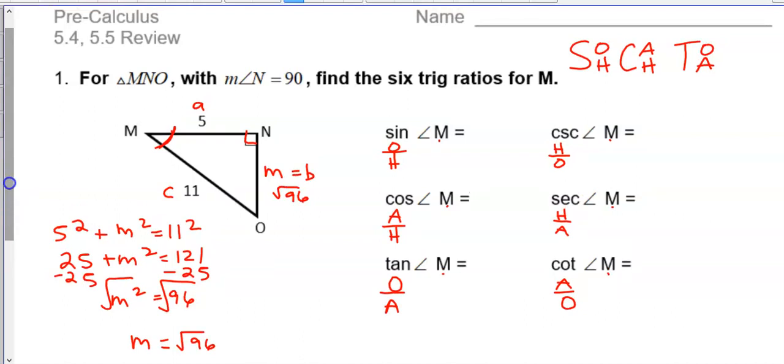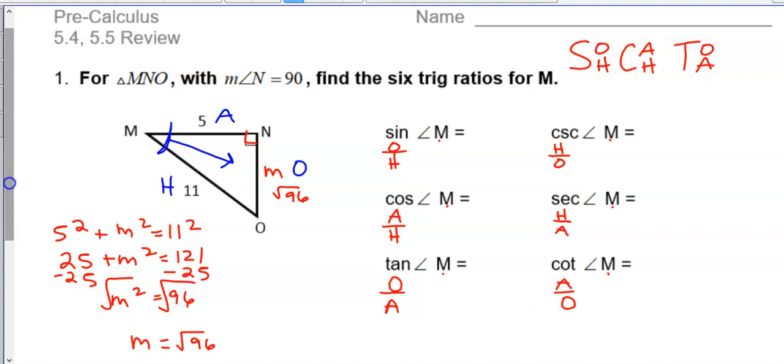Okay? So if we are finding sine, well, first of all, I'm going to label all of these sides. I'm going to erase our A, our B, our C. I'm going to label each of these sides according to our angle M. Okay, so 11 is the hypotenuse. Across from angle M, this is our opposite. And then 5 is our adjacent. So from there, it's just a matter of substituting the numbers in where they go.